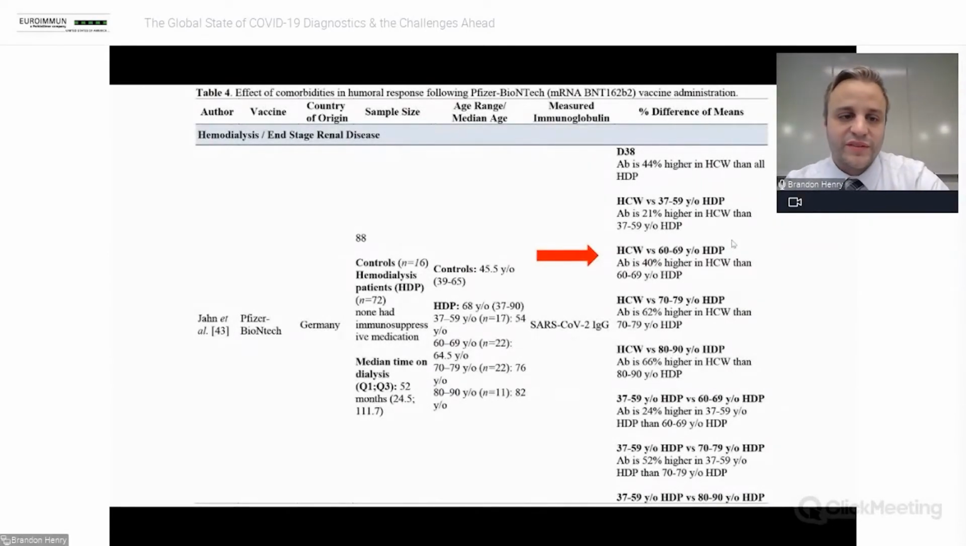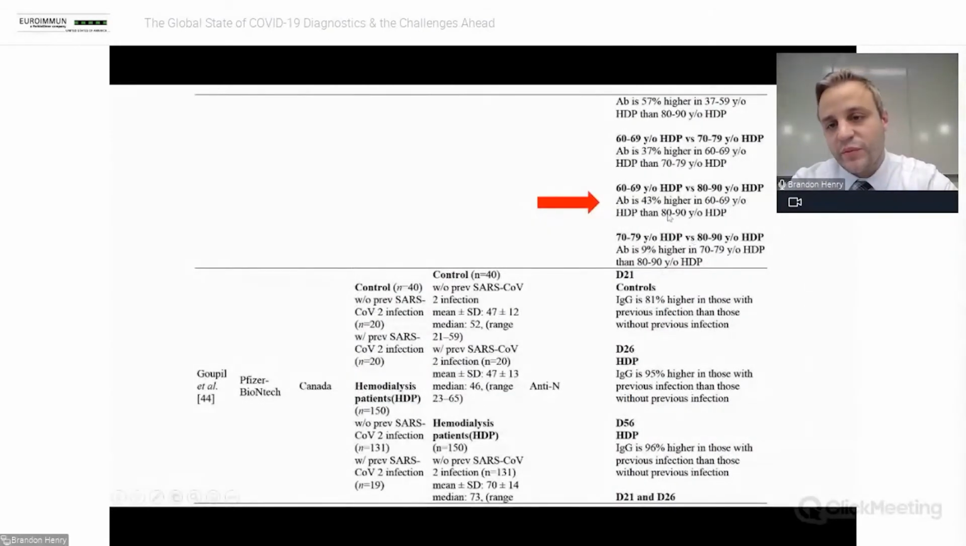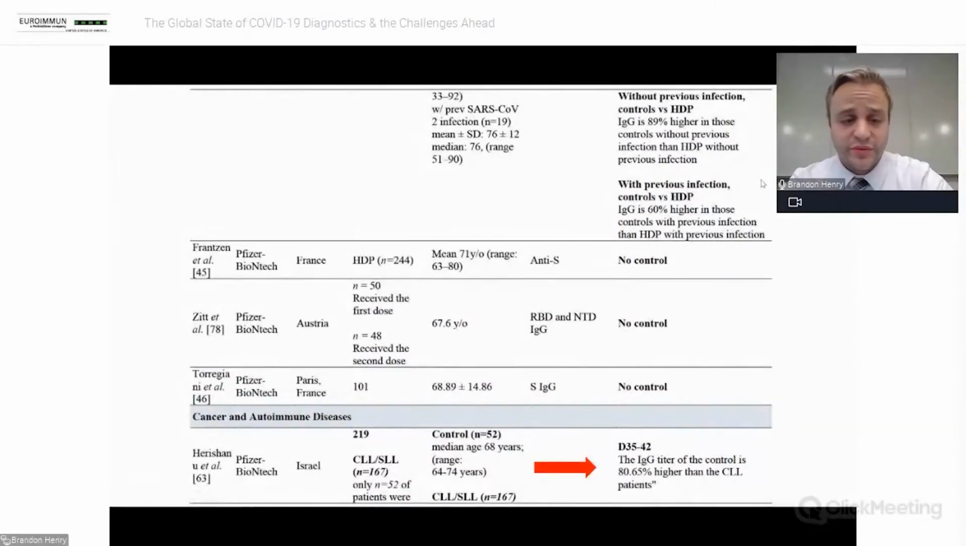For example, here, one study by John et al. and colleagues looked at healthcare workers versus 60 to 69-year-olds on hemodialysis and found that antibody titer is 50% higher in healthcare workers. We can see even within hemodialysis patients, it's impacted by age. For example, 60 to 69-year-olds on hemodialysis have 43% higher levels of antibodies compared to those who are 80 to 90-year-olds. So that's definitely a vulnerable group of patients and should be prioritized for boosters.